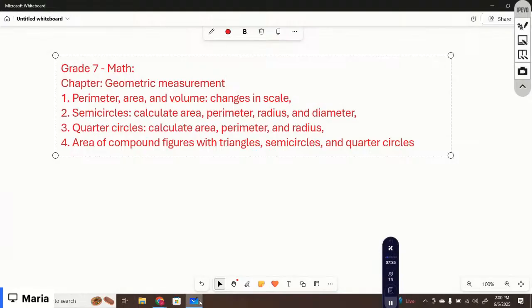We have read projects and math. We can find all the lessons in the students' document.